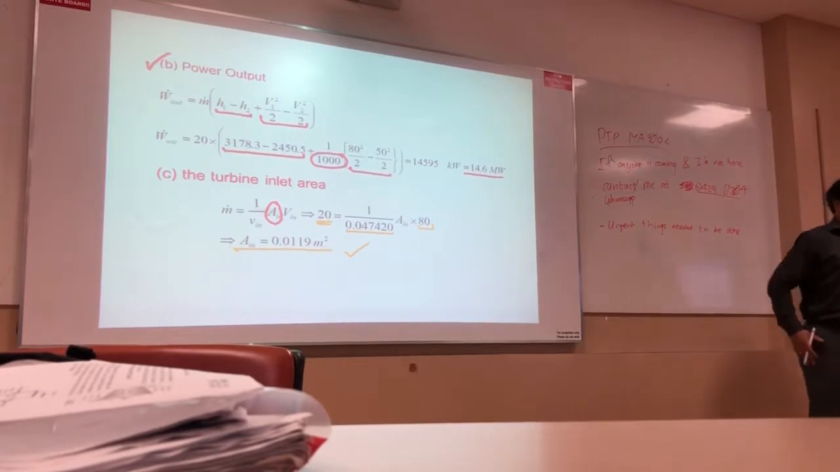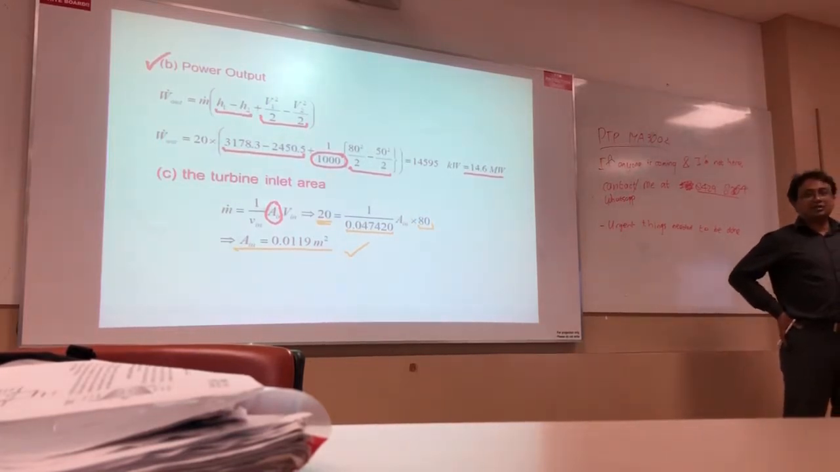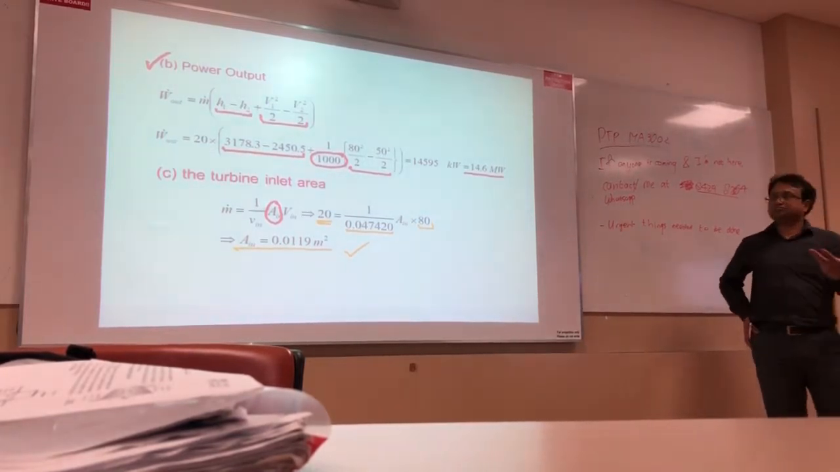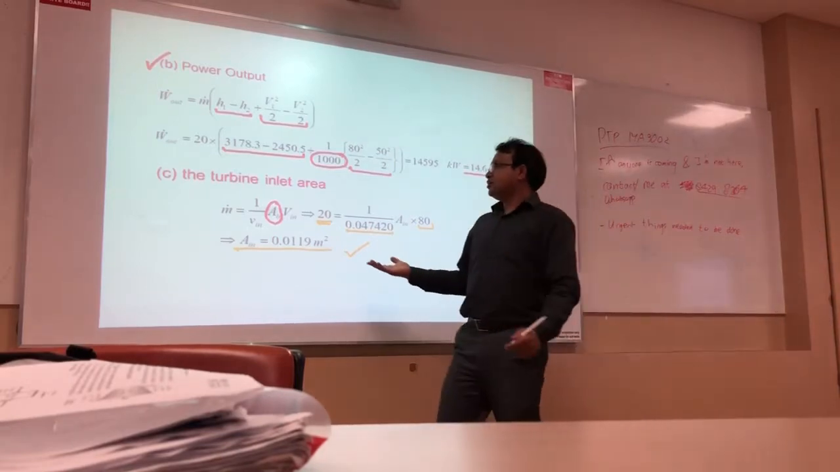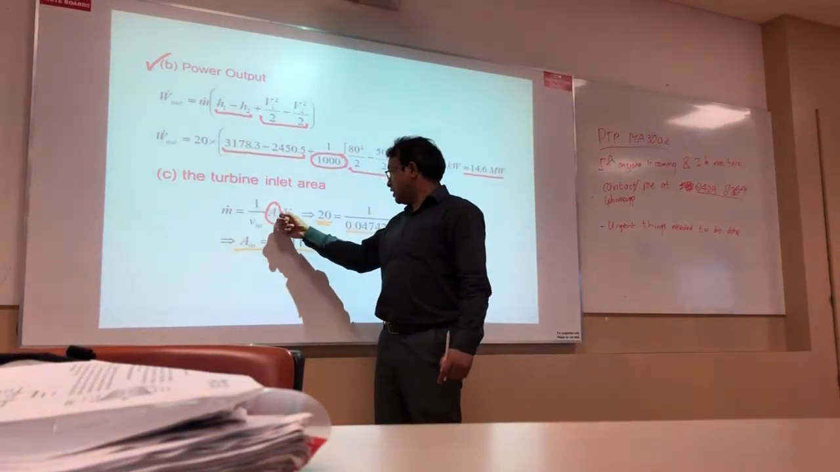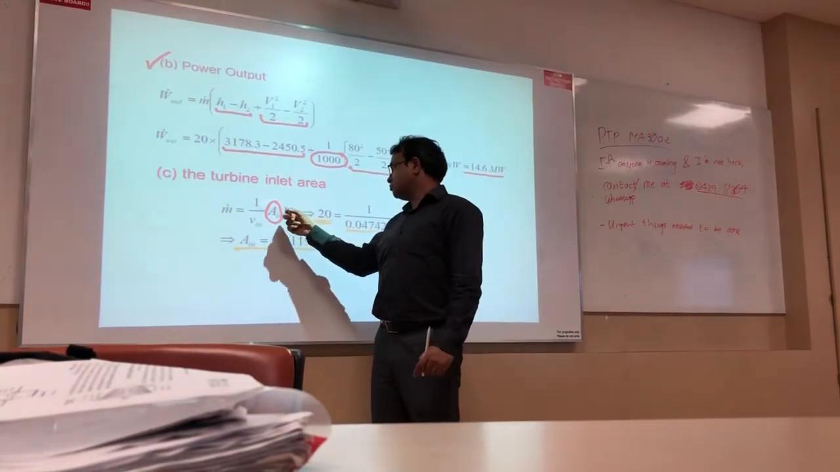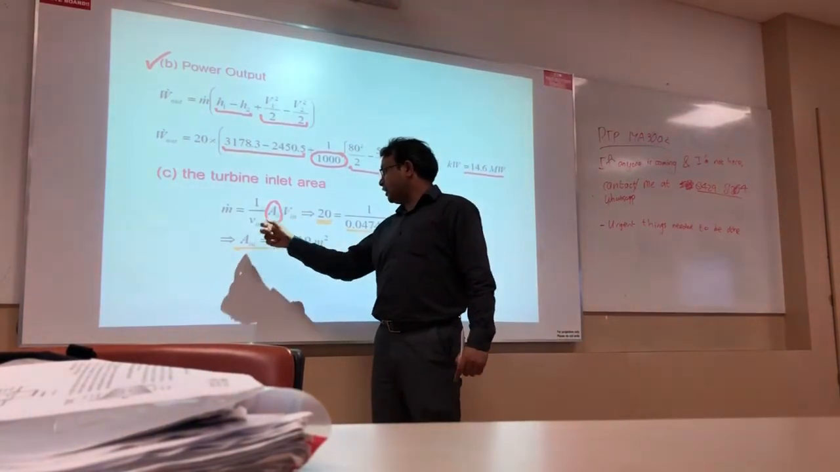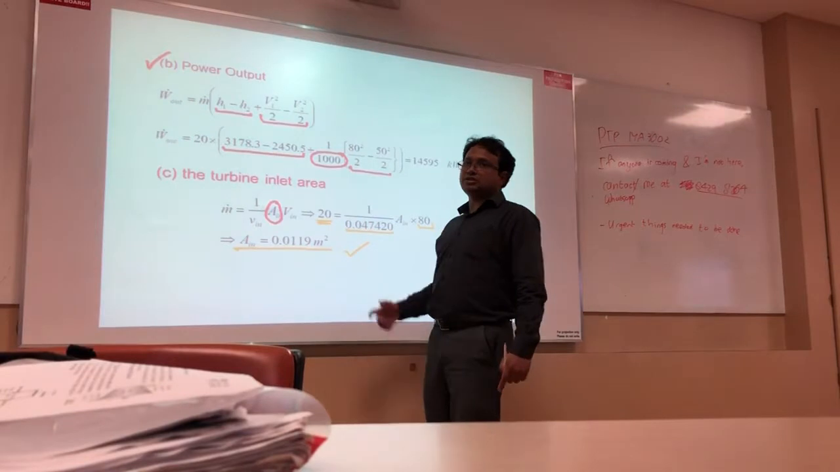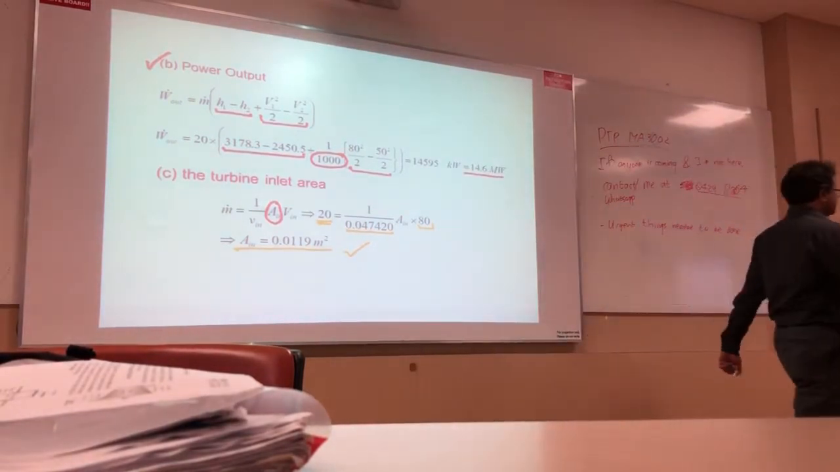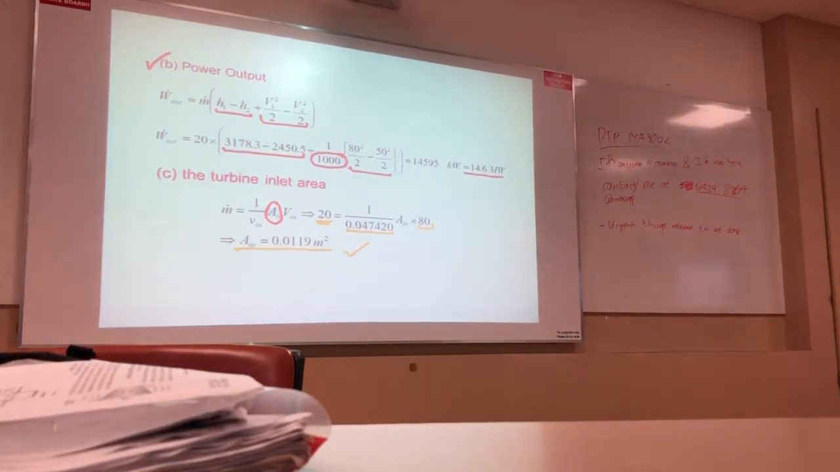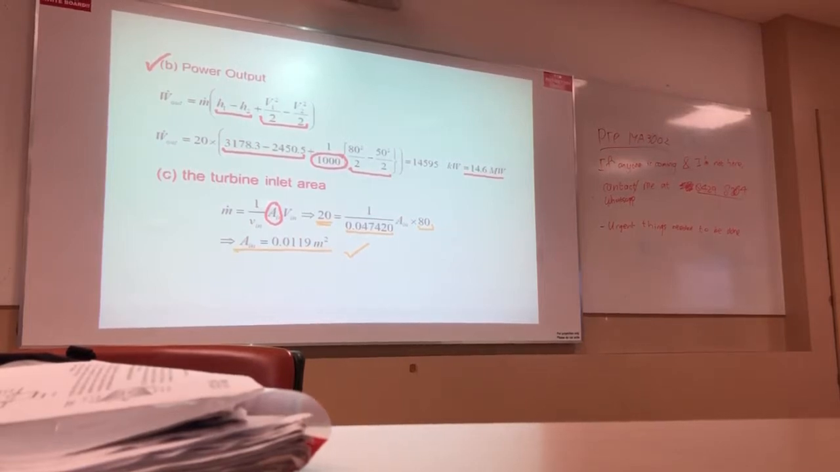Not difficult actually. If you understand the concept, it's easy. If you know the mass flow rate, the mass flow rate equals A times velocity divided by specific volume. So v I know, so A I can easily find. Just substitute the values. Okay. So now I can go to question number 2.